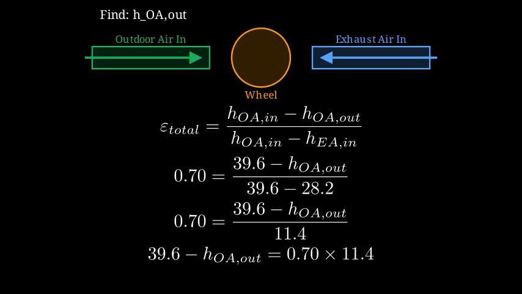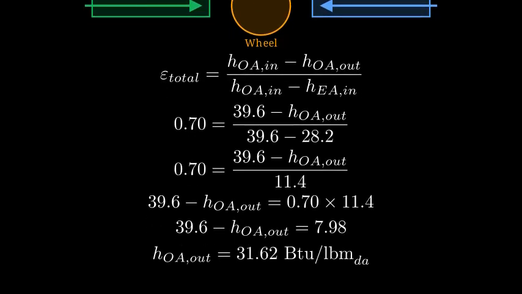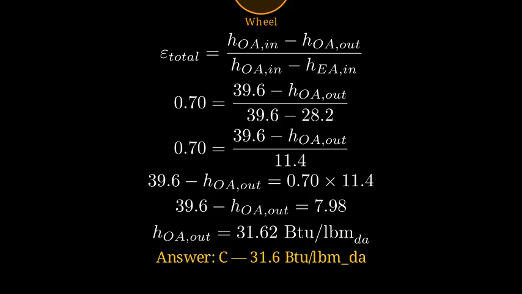Then multiply both sides by 11.4. Now calculate. 0.7 times 11.4 equals 7.98. So 39.6 minus H outdoor air out equals 7.98. Then H outdoor air out equals 31.62. Therefore, the enthalpy of the outdoor air leaving the wheel is about 31.6. That matches answer choice C.